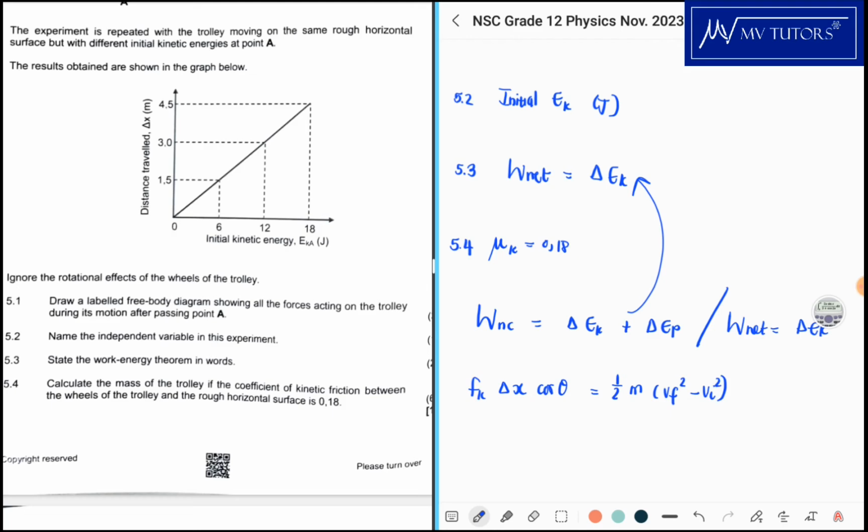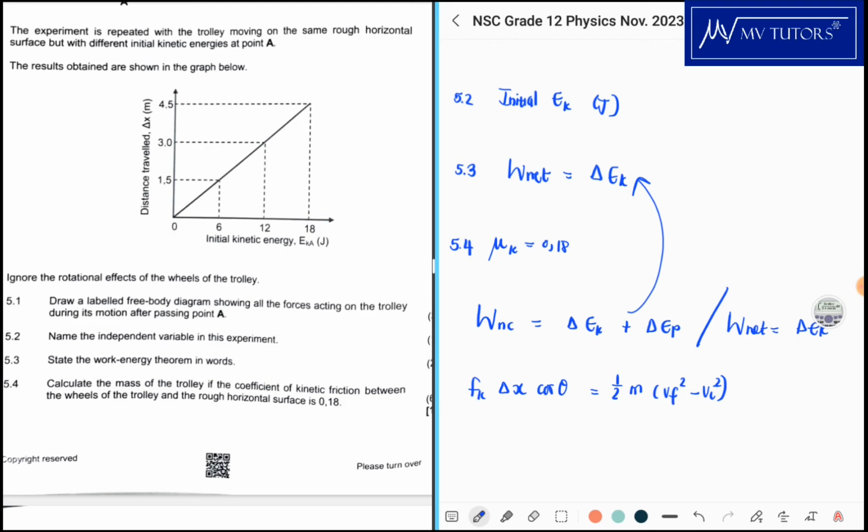And because this is in a straight line, even if you try to incorporate potential energy in it, it'll be 0 because the height is the same. So final height minus initial height will be 0. So the entire potential energy will be just 0, so we're not even going to bother with it.